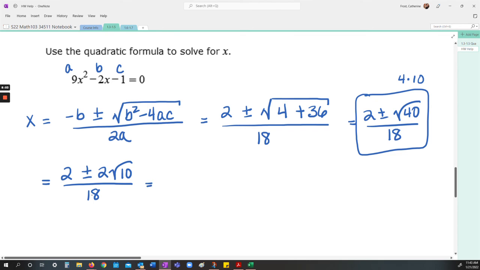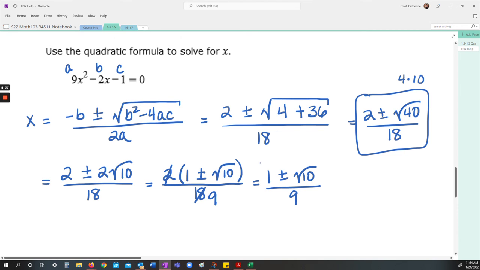So you can do the same trick of writing this as 2 separate fractions as we did up above and simplifying each fraction individually. But another thing you can do is when you have a common factor in the numerator, you can factor that out. So we factor out 2, we have 1 plus or minus square root of 10 over 18. And now we can cancel the 2 with the 18. And so we have 1 plus or minus square root of 10 over 9. So this would be the simplified form.